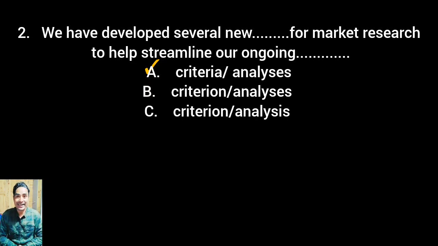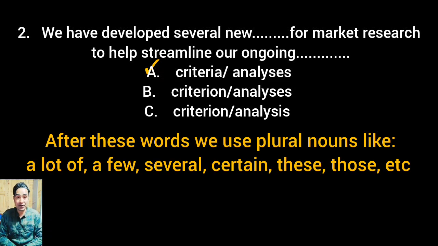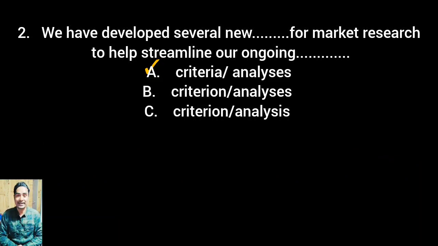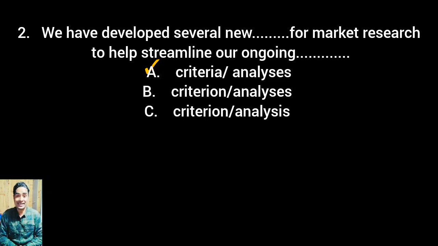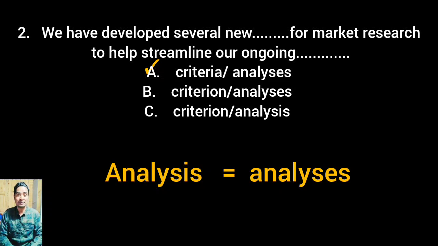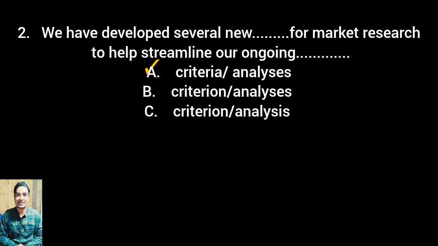There are some words in English after which we use a plural noun, like a lot of, a few, several, certain, these, those, etc. After that we always use a plural noun. Here, several new criteria. Guys, point to be noted, criteria is a plural noun. Singular criterion and plural criteria. Similarly, analysis is singular and analyses is plural. That's why A is the correct answer. Let's get to the next question.